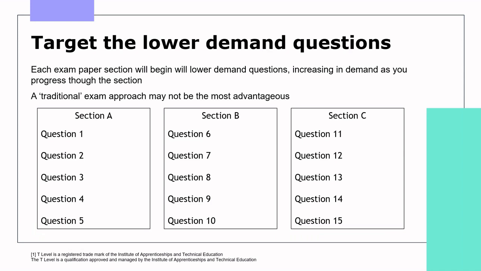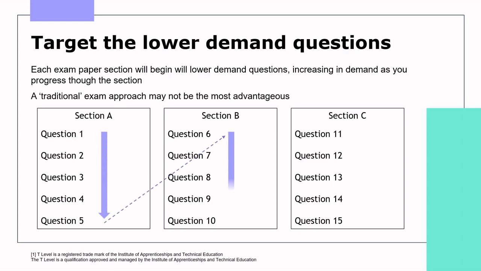Now, each section of the exam paper will begin with a lower demand question, with an increase in difficulty when progressing through that section. And this is by design as well. Again, research has shown that that more basic first question makes students feel less panicked and can have a nice settling effect, as opposed to beginning with a difficult question. So how can we actually use this information about the exam papers?